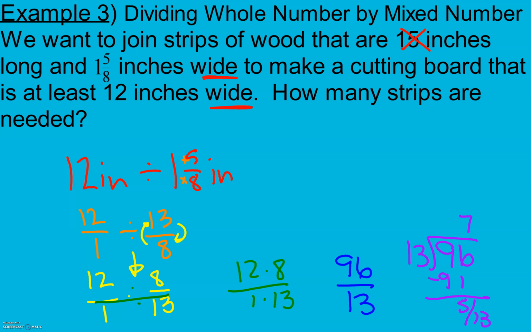So here it says it has to be at least 12 inches wide, which means we need an extra 5/13 of a strip. So we're not going to do 5/13 of a strip. We're just going to add an extra strip, and it's going to give us 8 strips are needed. And then it's going to be a little bit more than 12 inches, but that's fine. We want it to be at least 12 inches, so we round that up to another strip because we need more than just 7, so we're going to give it 8 strips.